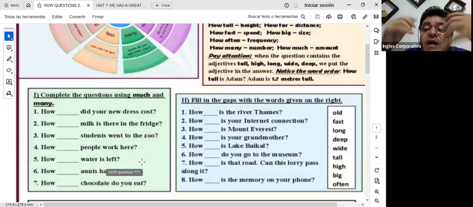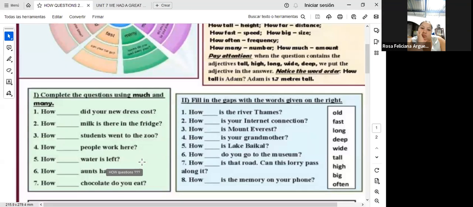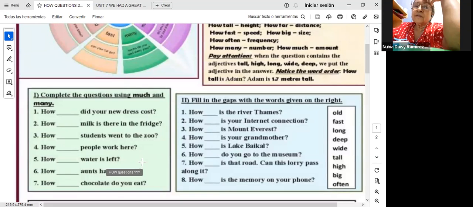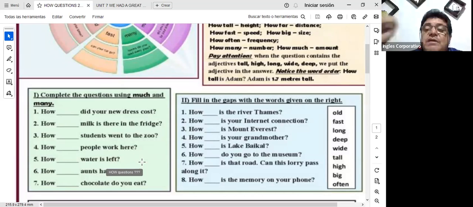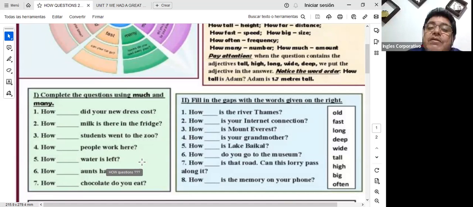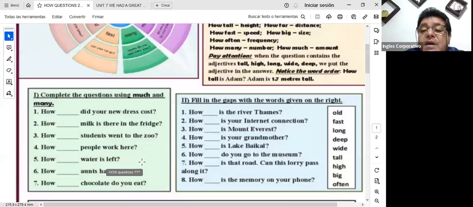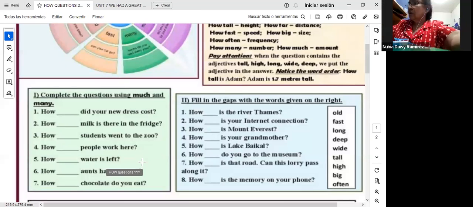How much coffee do you drink? 5 cups of coffee a day. Okay, you count the cups of coffee. You say 3 cups of coffee, 1 in the morning, 1 in the afternoon, and 1 at night. How much water do you drink? I drink 1 bottle, 2 bottles of water a day. I drink 3 bottles. You can say I drink a lot of water, right?